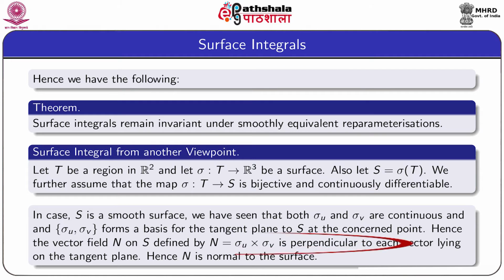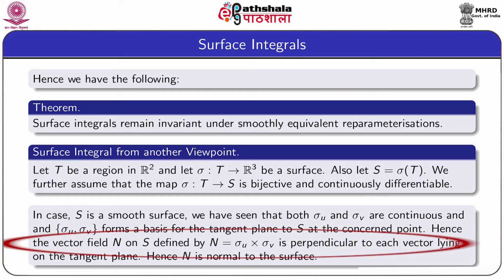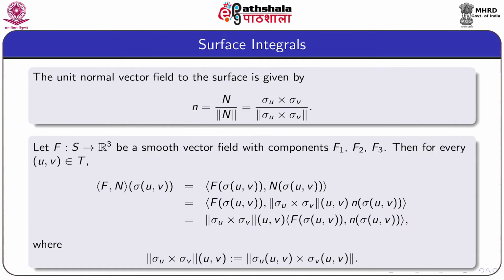Hence, the vector field N on S defined by N equal to sigma_u cross sigma_v is perpendicular to each vector lying on the tangent plane. Hence, N is normal to the surface. The unit normal vector to the surface is given by small n. This is N by norm N. So, it is 1 upon norm of sigma_u cross sigma_v times sigma_u cross sigma_v.